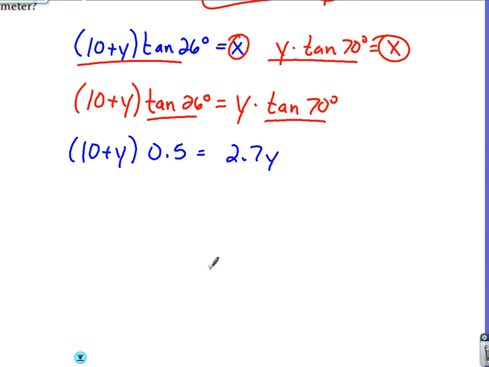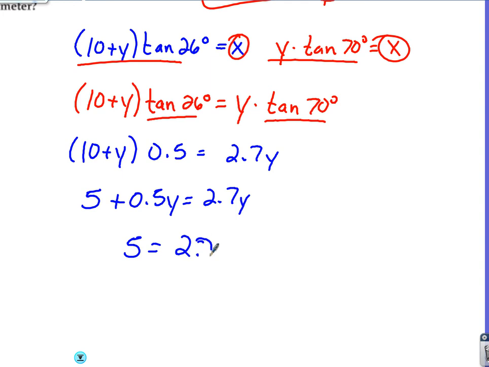Now you've got to be careful. That's not going to tell us what our height is. It's going to tell us our y. So we've got 10 times 0.5. That'll be 5 plus 0.5y equals 2.7y. Move all my y's to one side. I get 5 is 2.2y. Divide by 2.2. Please type that in.